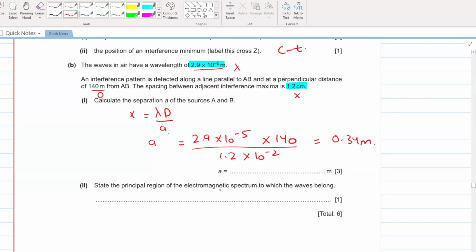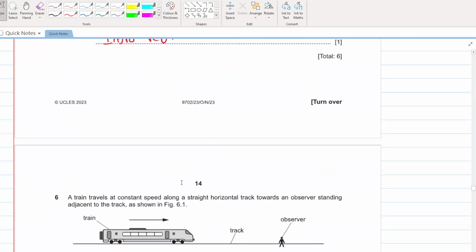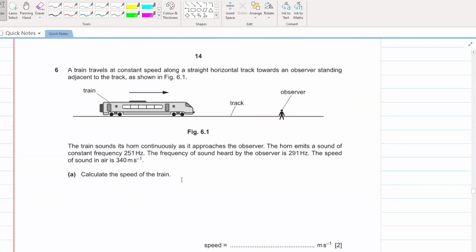State the principal region of electromagnetic spectrum to which these waves belong. Beta, looking at the wavelength, what do you think? To which region do these waves belong? Infrared. This is something that you will have to memorize. I have given you a table of electromagnetic spectrum waves and their respective wavelengths. You have to memorize that.